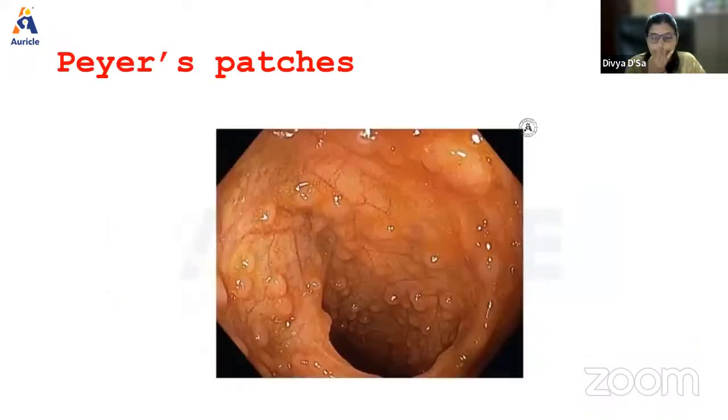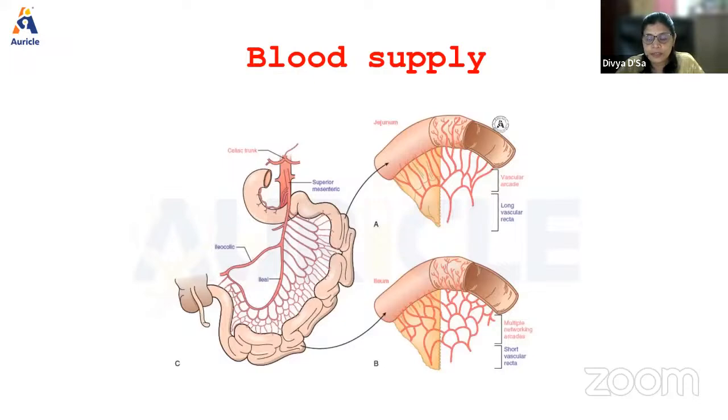To the naked eye, we also see in the small intestine, that is in the ileum, an aggregation of lymphatic follicles. We call these aggregated lymphatic follicles the Peyer's patches. So these are the things we see. Now we will go for the differences between those two.